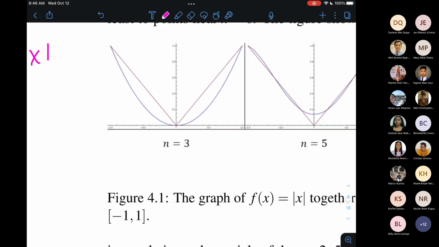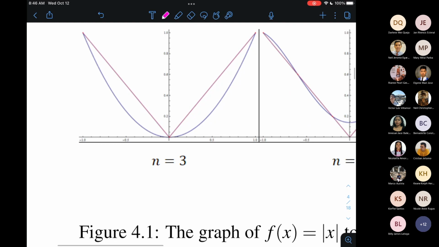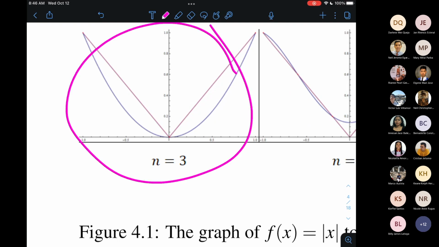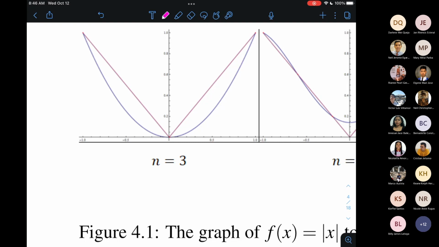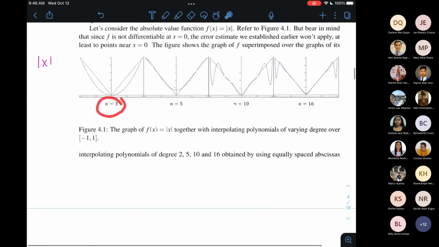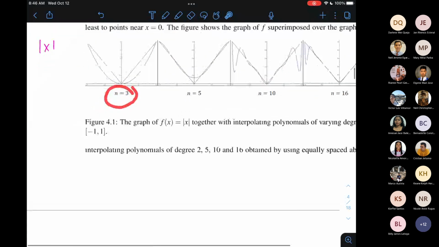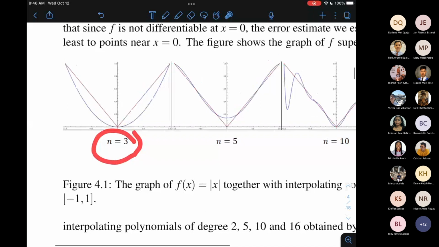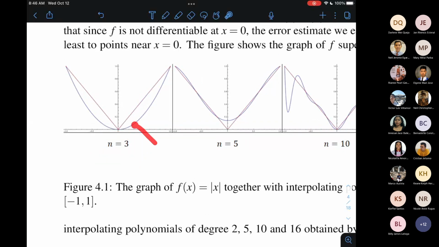Alright? So when n is equal to 3, then this is the interpolating polynomial that we get. Okay? So the absolute value graph, which is the V-shaped graph we have here, still looks quite far from the interpolating polynomial. Actually, here I used n equals 3. Let's see. Yeah, I'm thinking I need to recheck this.